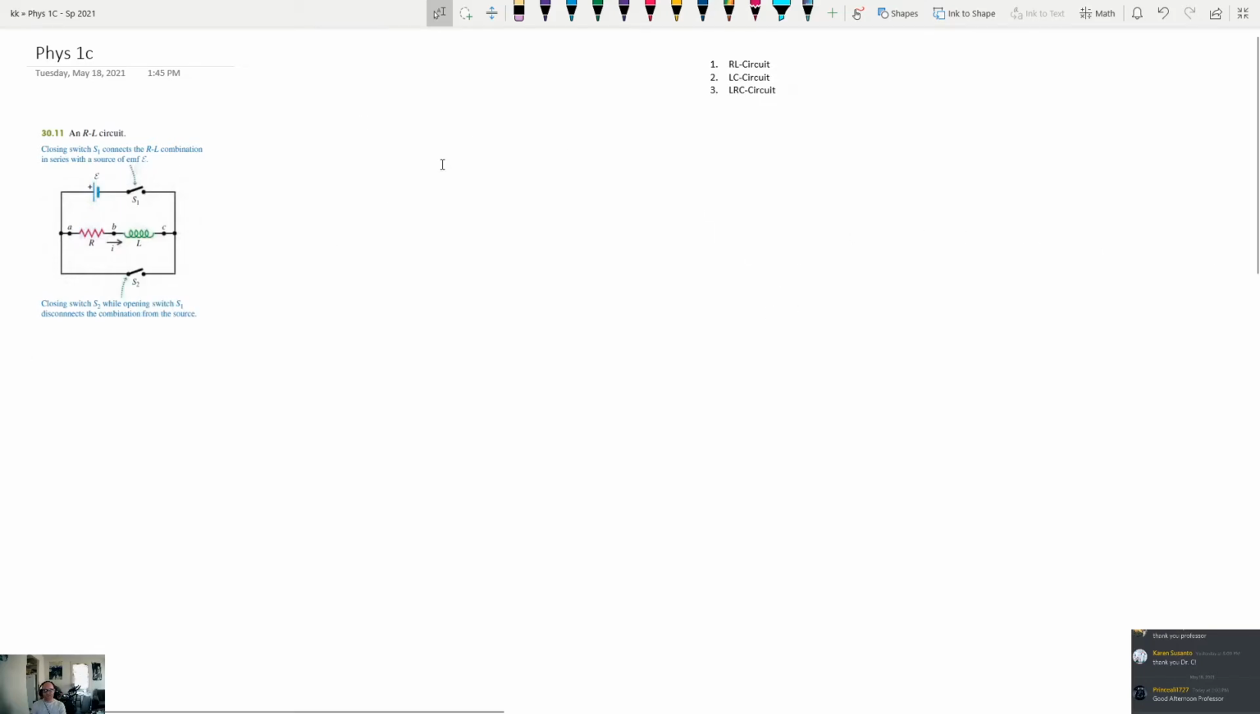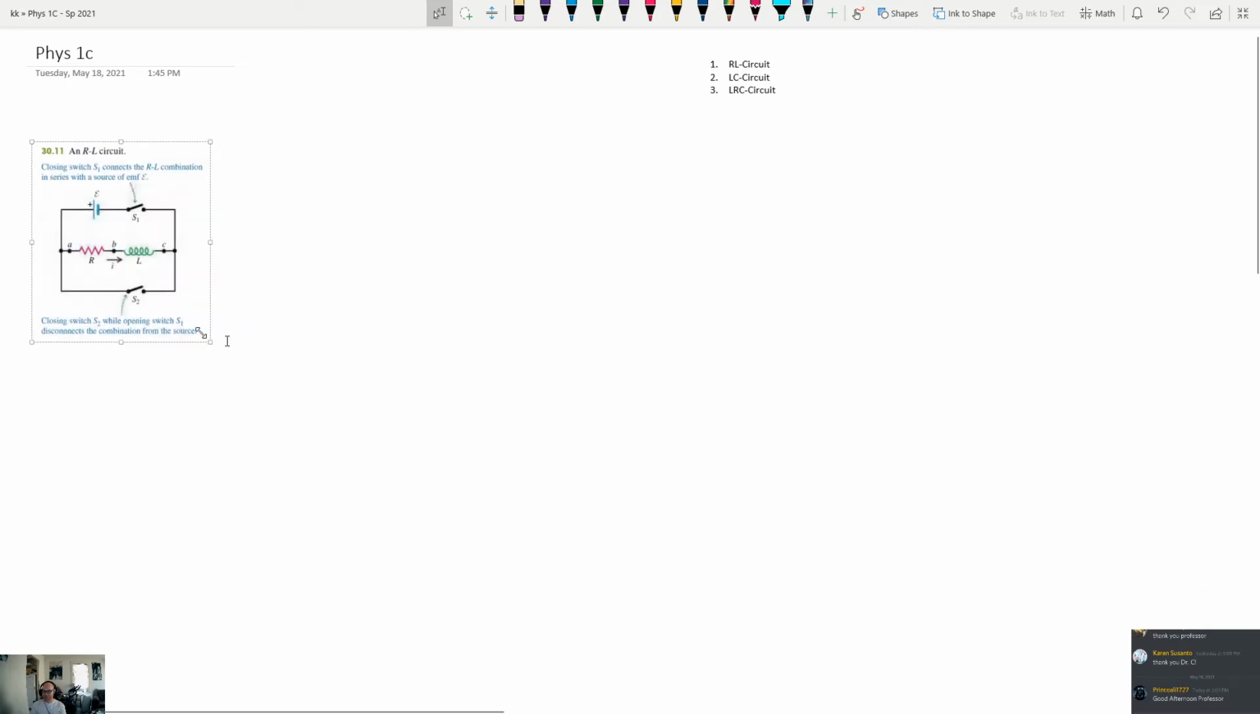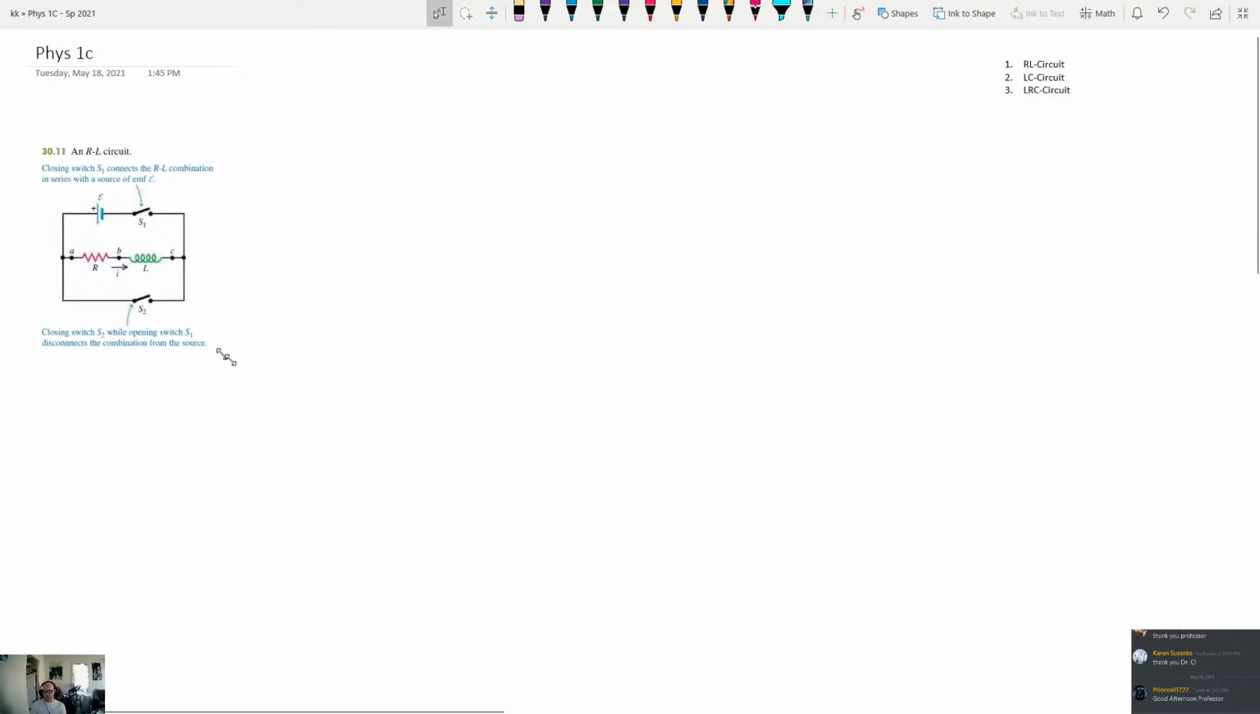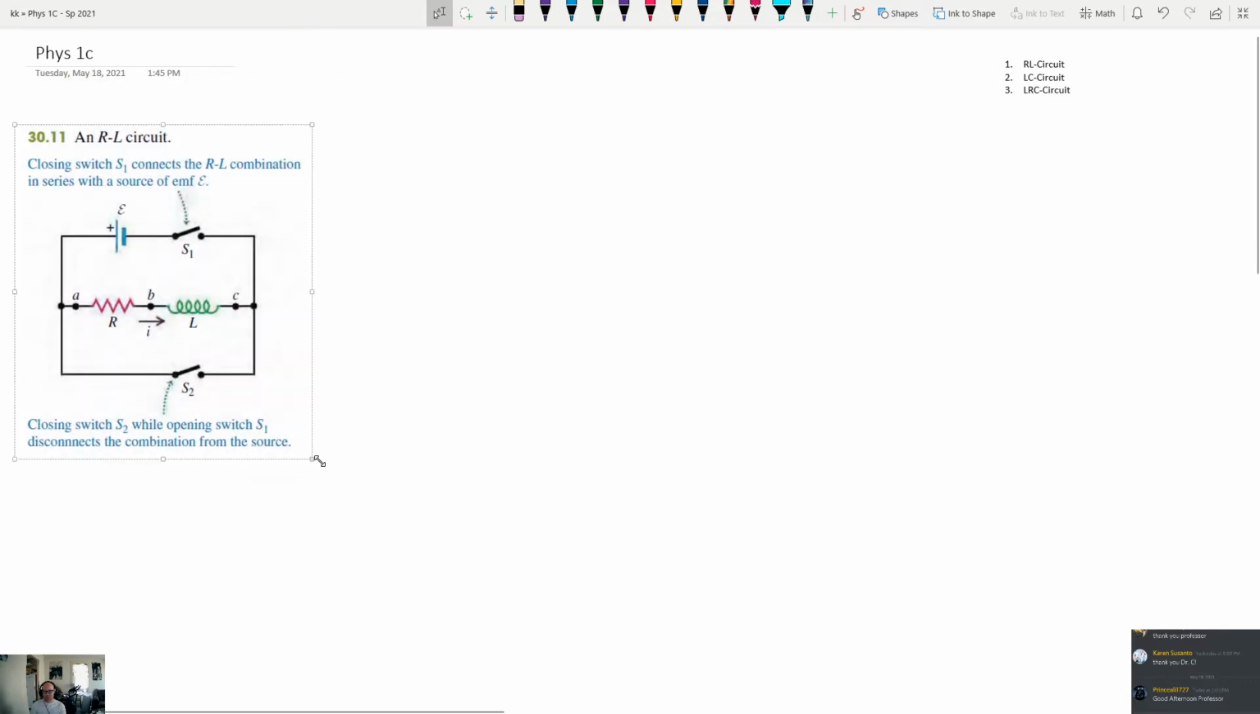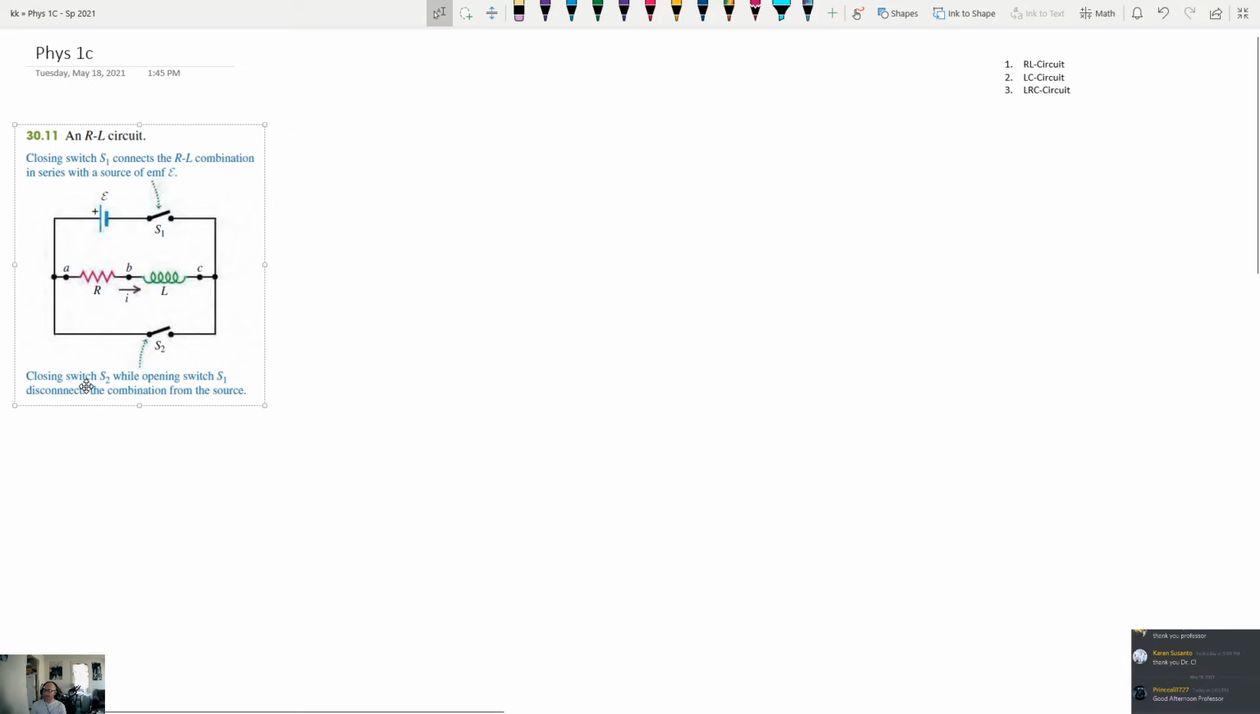Okay, this is Physics 1C for Tuesday, May 18th, and today we are going to be talking about combinations of circuits that involve inductors. These are the names of the things we're talking about. We're going to look at a circuit that has a resistor and an inductor, then a circuit that has an inductor and a capacitor, and finally a circuit that has all three of our passive elements, the inductor, the resistor, and the capacitor. We're going to look at how the currents and the charges in these circuits behave. And that's what we're doing today.